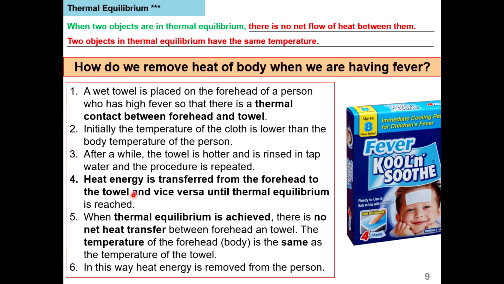Point number 2 that is important will be heat energy is transferred from the forehead to the towel and vice versa until thermal equilibrium is achieved. Then you need to define thermal equilibrium. When thermal equilibrium is achieved, there is no net heat transfer between the forehead and the towel. So the temperature of the forehead or the body will be the same as the temperature of the towel. This is the way the heat will be removed from a person.